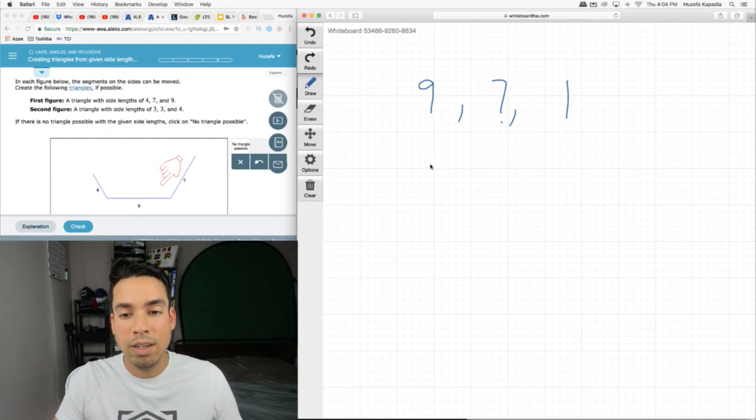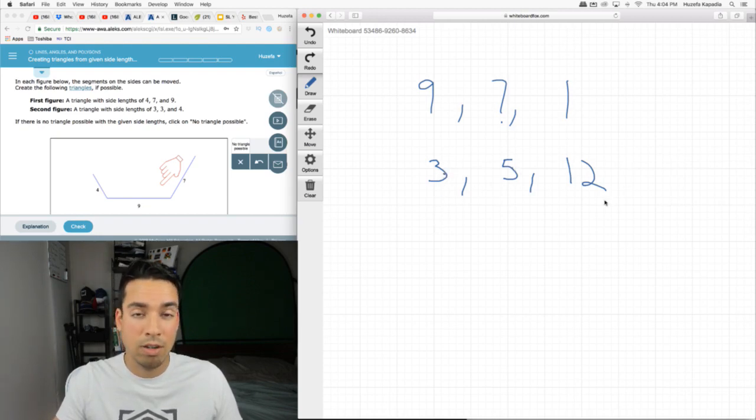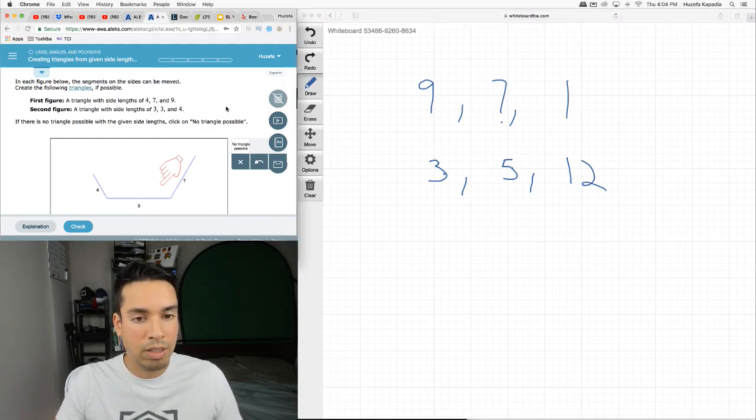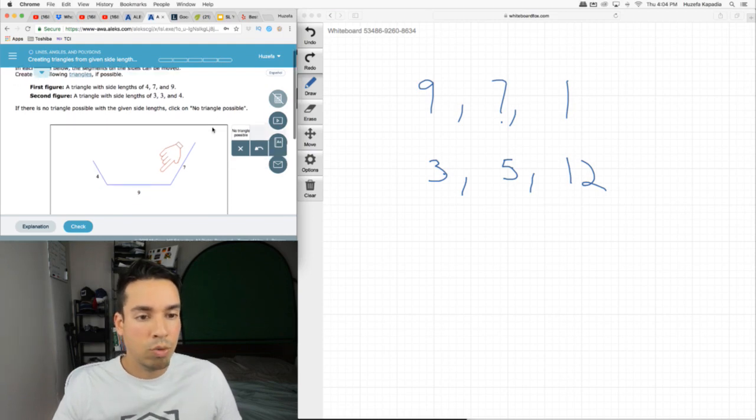The other rule is, let's say I have 3, 5, and 12. The other rule, which is kind of the same, is one side cannot be more than the sum of the other 2 sides. So 3 plus 5 is 8. 12 is bigger than 8. This triangle cannot exist. So I can already tell you 4, 7, and 9 is going to exist, but this is going to be a visual way to do it.